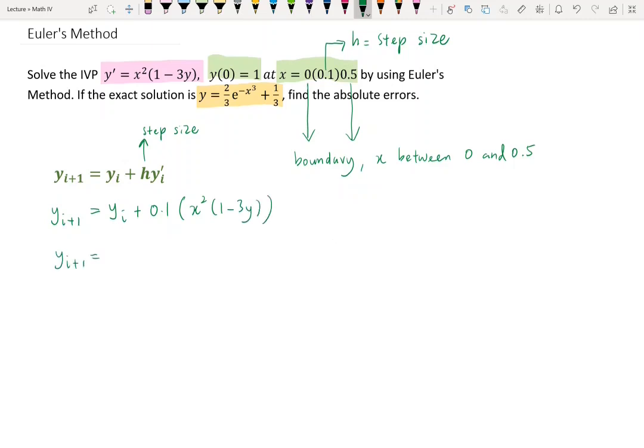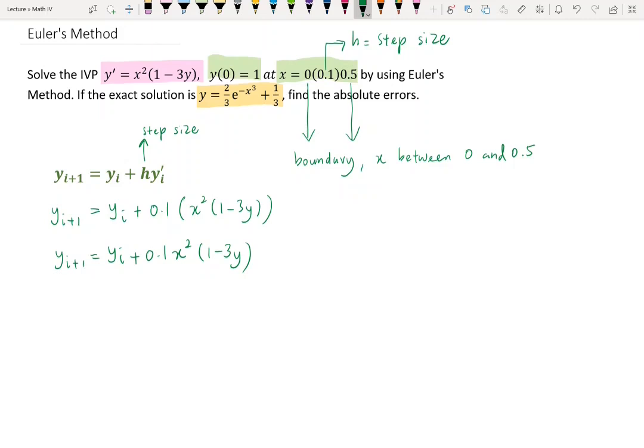So we can simplify it into y_{i+1} = y_i + 0.1 x_i² (1 − 3y_i). Okay, this is the equation that we will use to solve the IVP. Only then can we start our calculation.